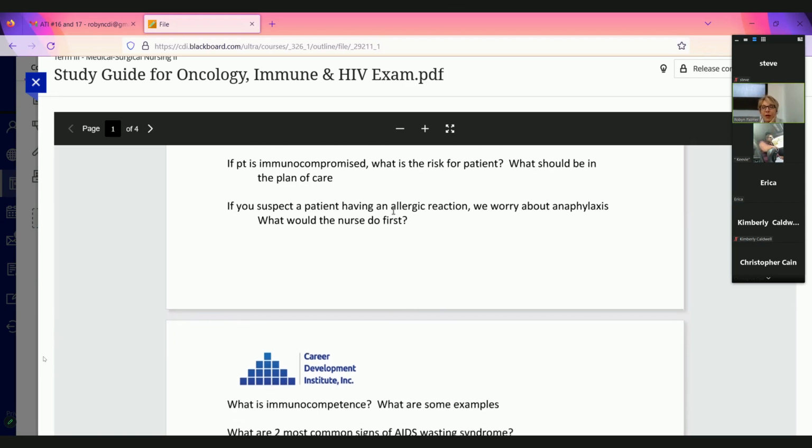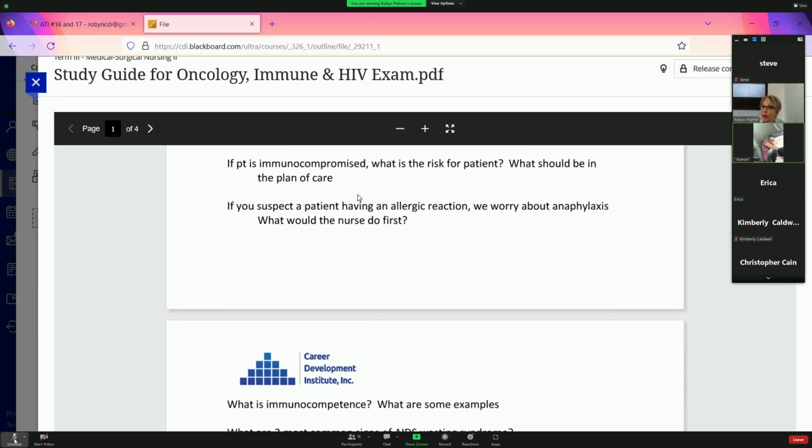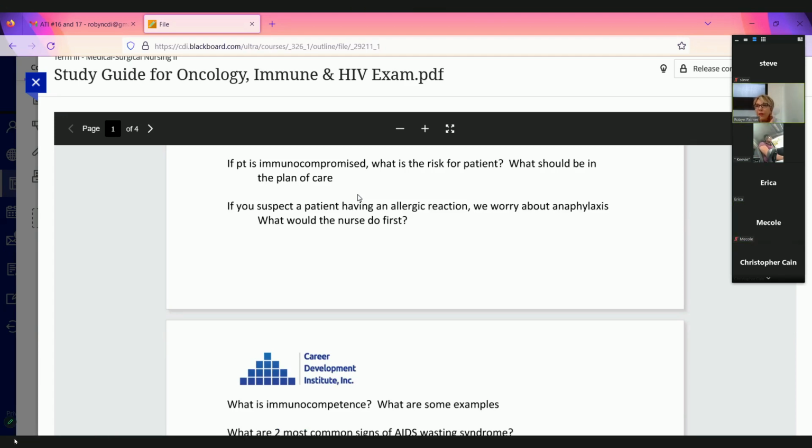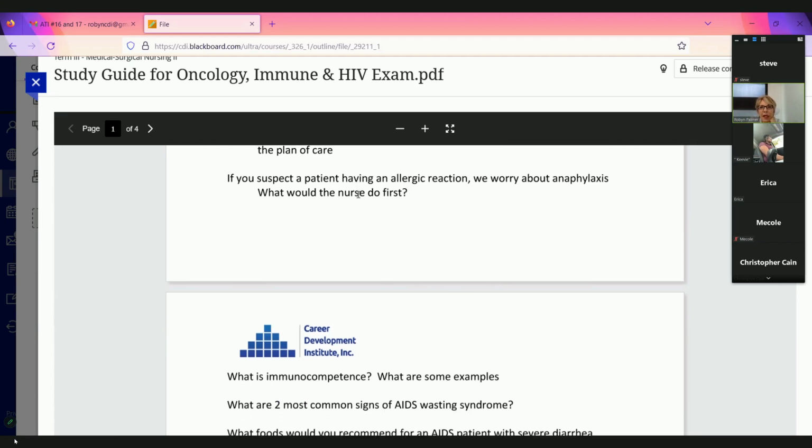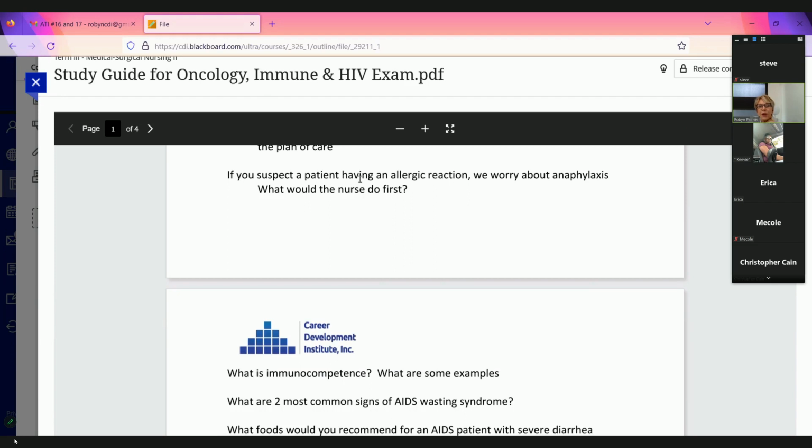If the patient's immunocompromised, what's the patient at risk for? Everything. Infection, right. They have a low threshold for infection, so we have to put that in the care plan. If you suspect the patient is having an allergic reaction and anaphylaxis, you give them O2 and you give them epinephrine, 1 to 1,000, every 5 to 20 minutes.